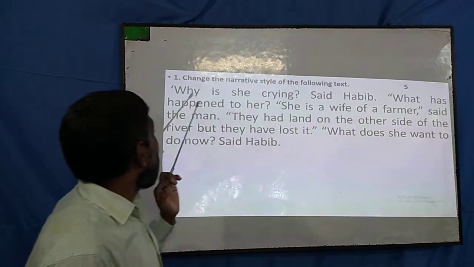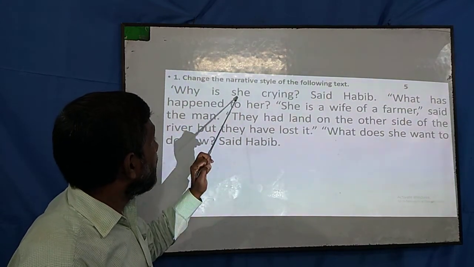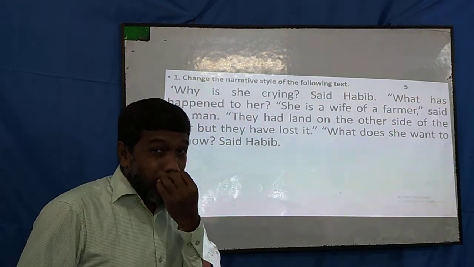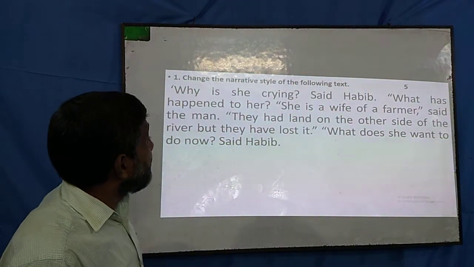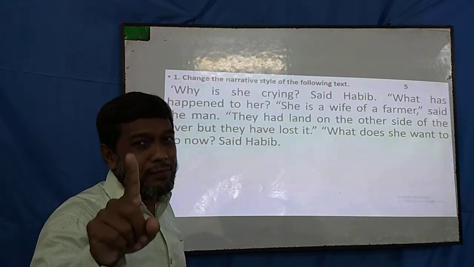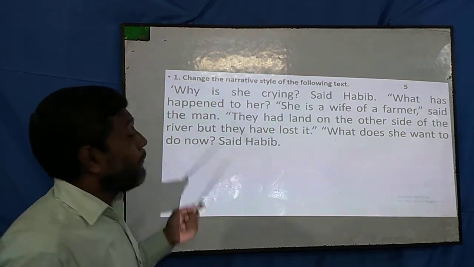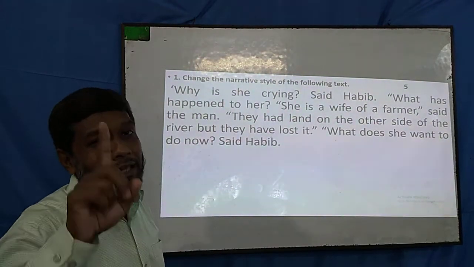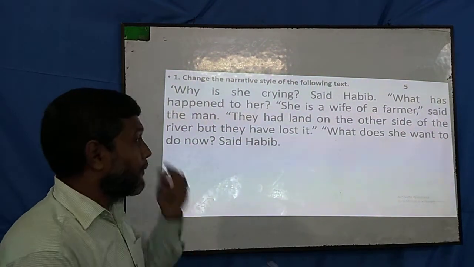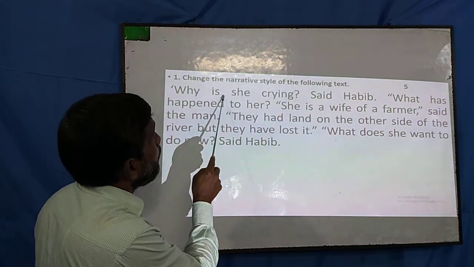So, Habib asked the man why she was crying. Many students make mistakes here, because in the indirect narration we can use only assertive sentences. So whatever the sentence in the reported speech, when I write it, I will write it in assertive form. I mention the subject first, then the verb. So dear students, what is the answer? Habib asked the man why she was crying.